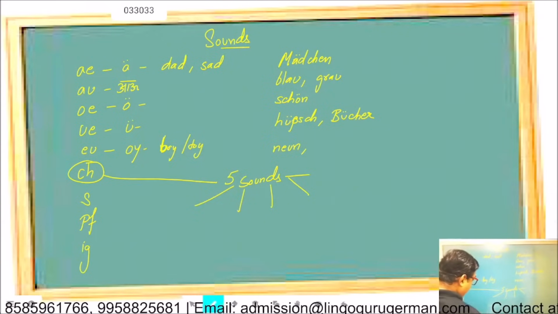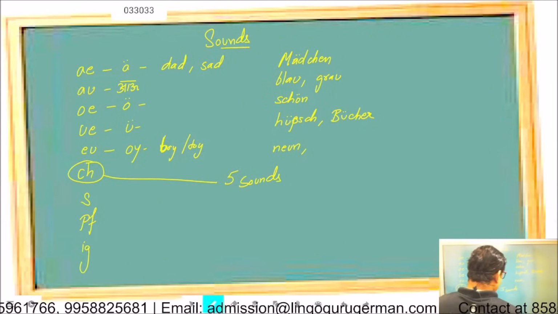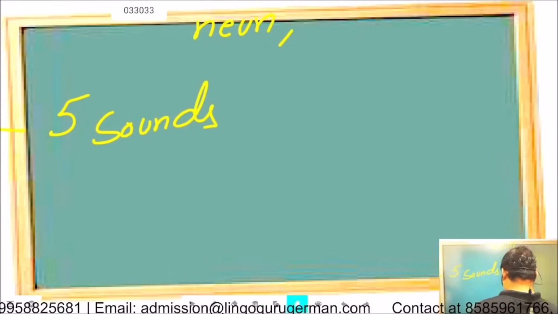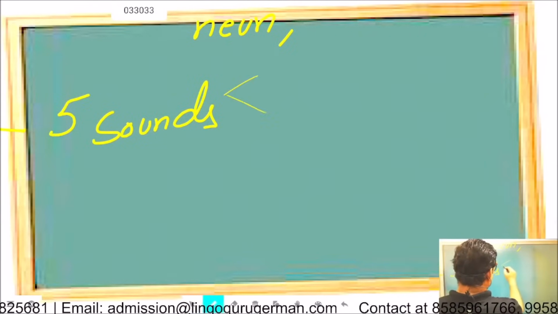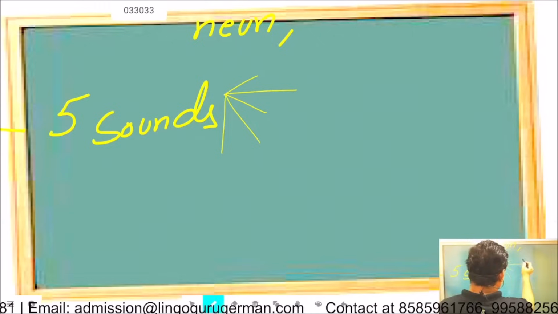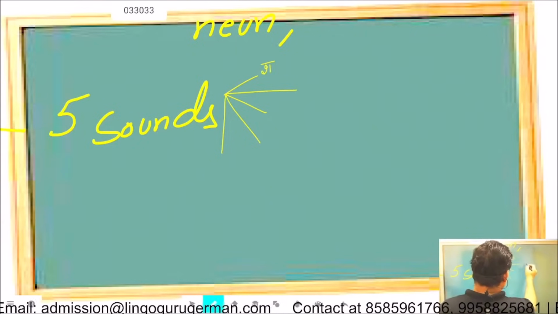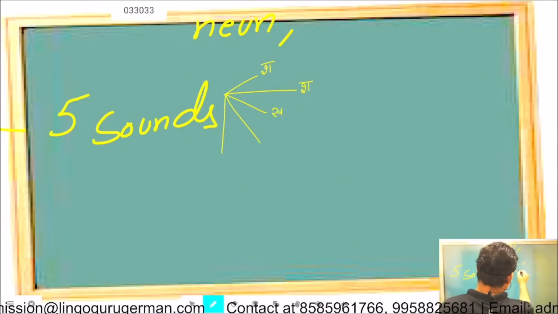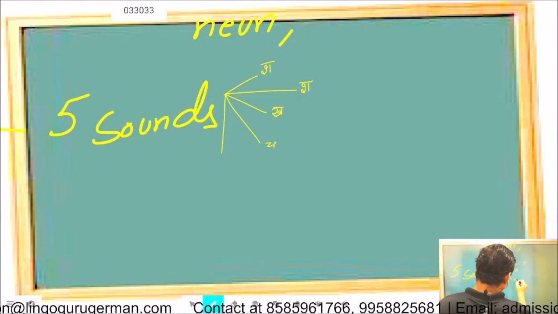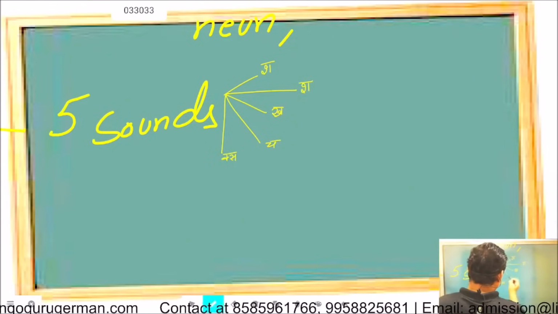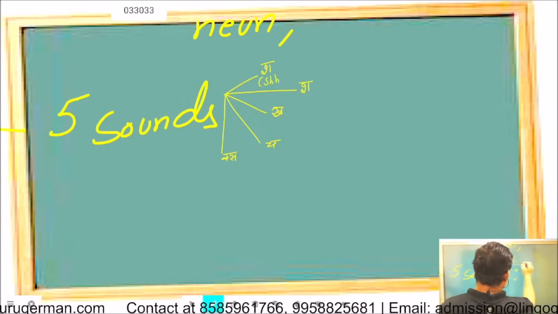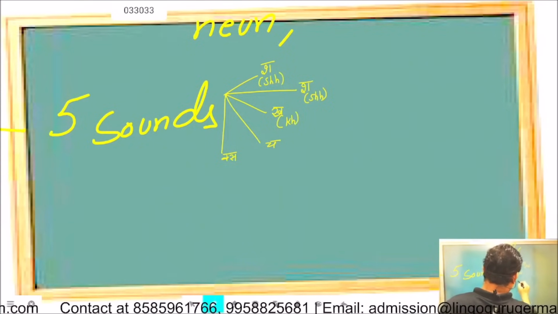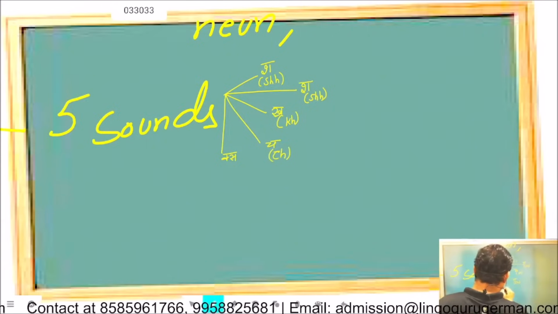CH has five sounds. The first sound is sh. The second is also sh, but in two ways. Next we have kh. Another we have is ch and x, like sh. Sh. Kh. Ch.